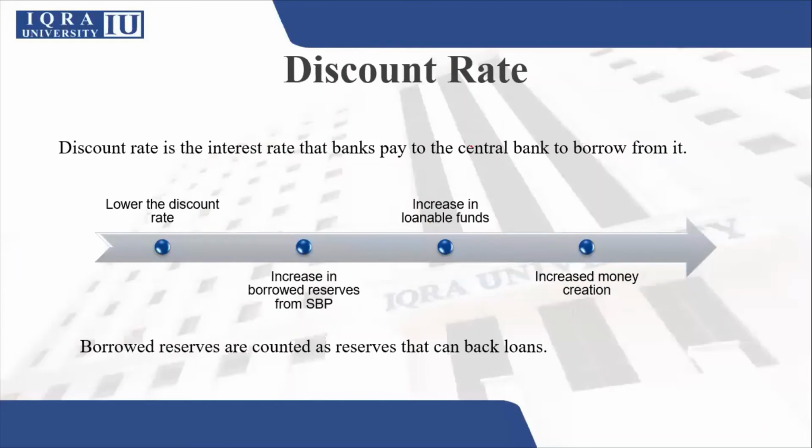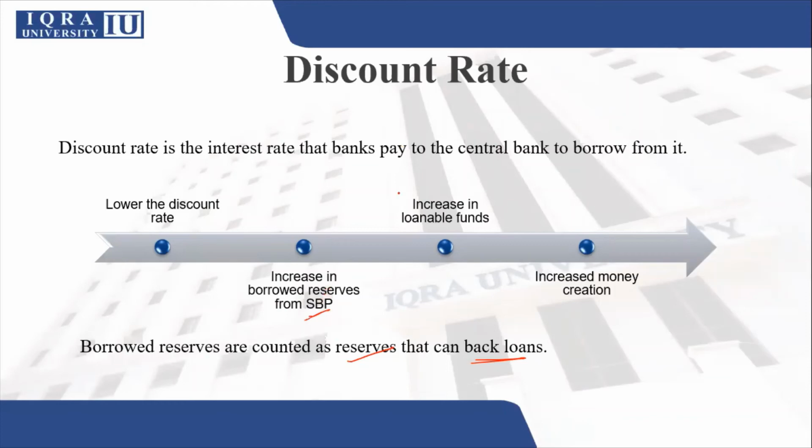Then the last tool that they use is the discount rate. Now, discount rate is the interest rate that banks pay to the central bank to borrow from it. So if the banks want, they can borrow reserves from the central bank, and the borrowed reserves are counted as reserves that can actually back loans. So that means that more loans can be given out. If the discount rate gets lower, the banks will borrow more from the State Bank of Pakistan, because it would be more feasible to do so.